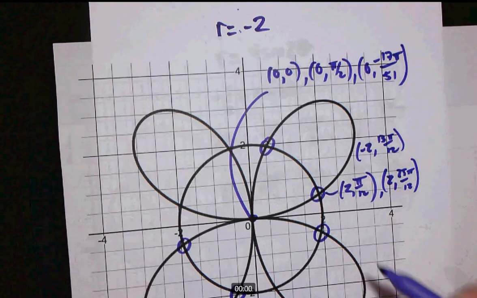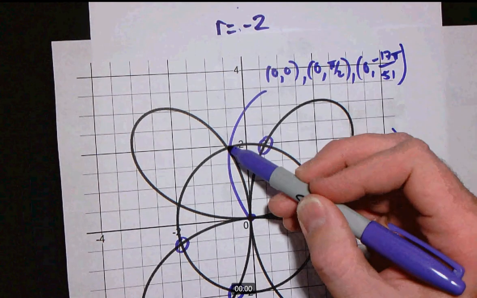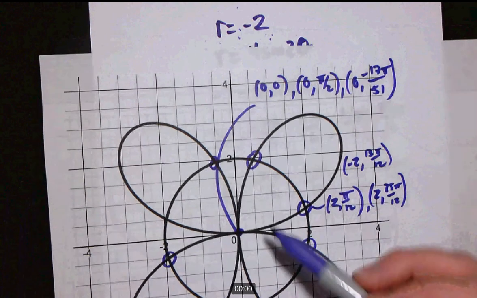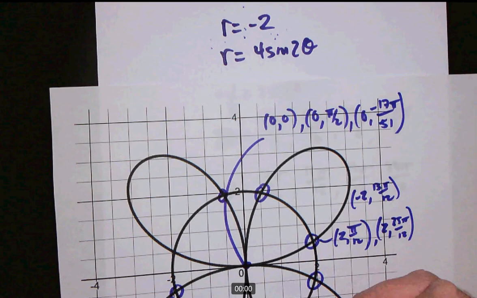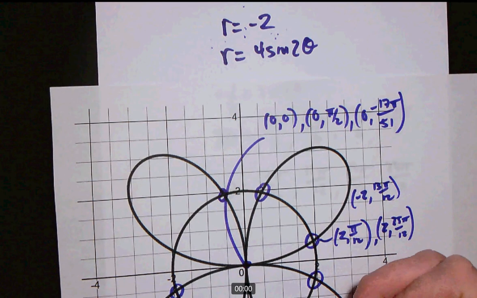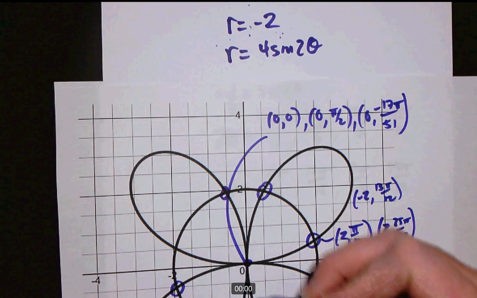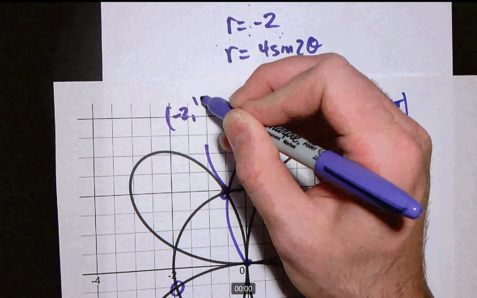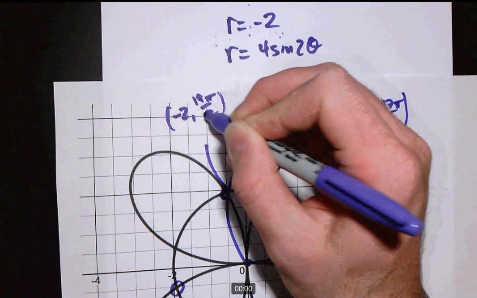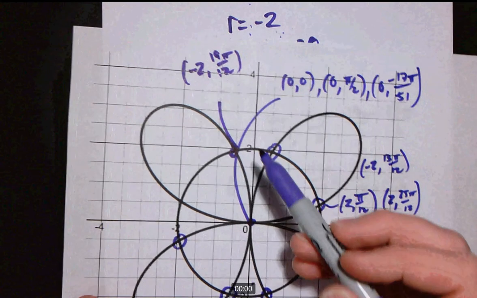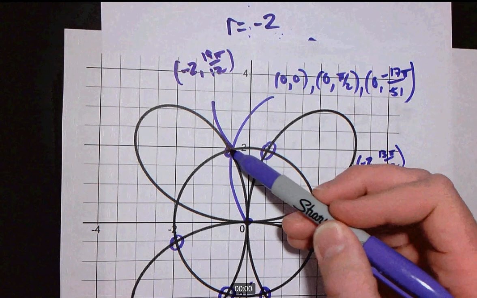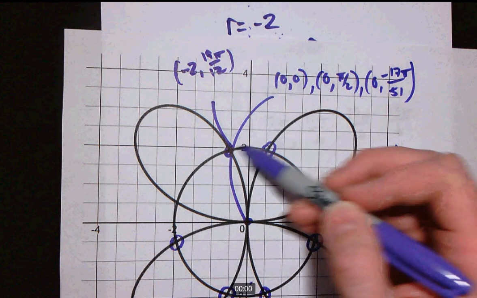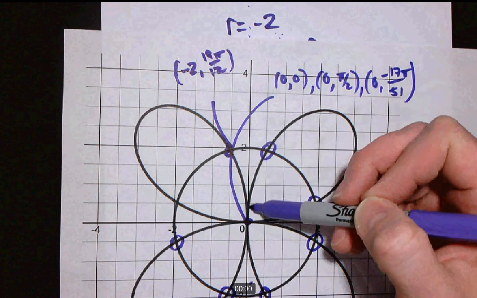So this point of intersection right here, let's see, that's going to be 19 pi over 12, which will be a little bit more than 3 pi over 2, but backwards, negative 2. So this is negative 2 comma 19 pi over 12. And so on the rose curve, this is thought of as having a distance to the pole of negative 2, whereas we're thinking on the circle having a distance to the pole of 2.